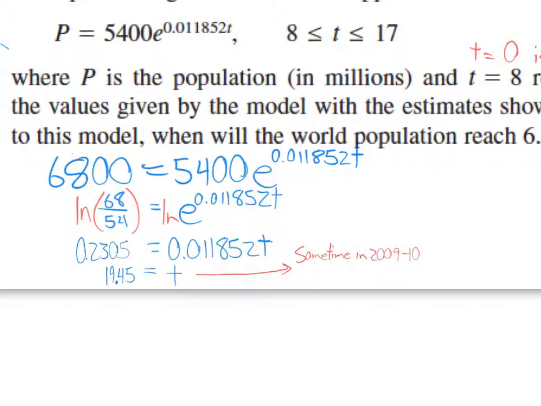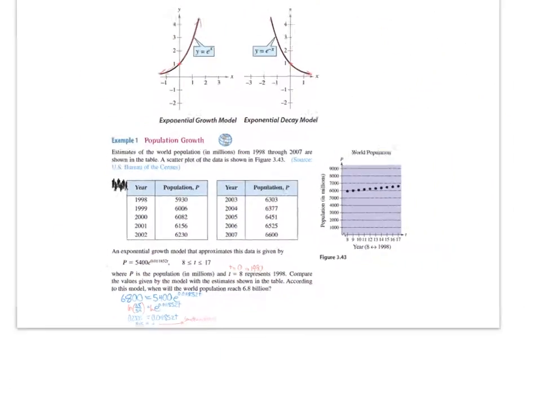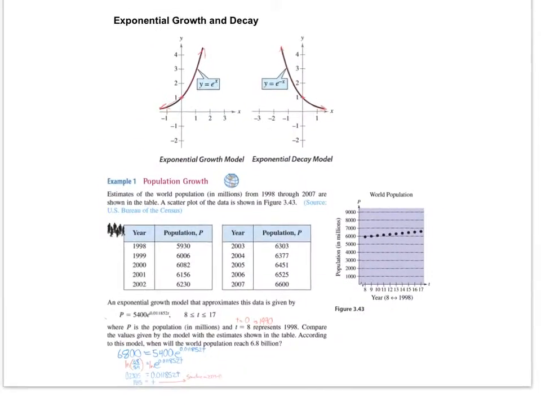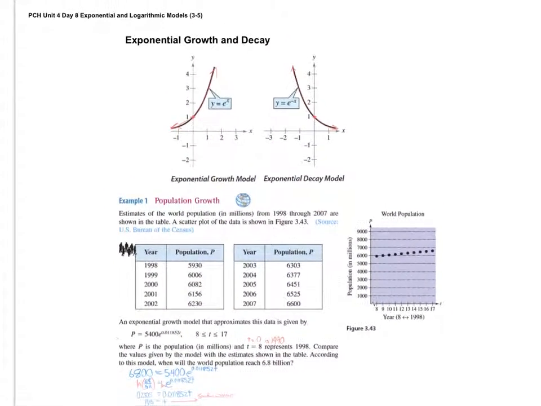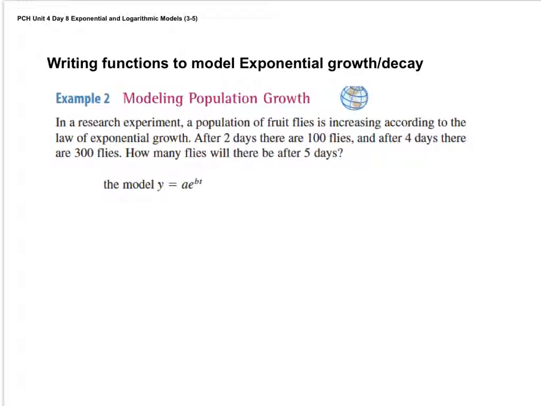All right, so let's get to the part of this that is where the real work comes in. The nice thing about it is, though, we've done this before, just in a very different context. All right, so now we have the only type of model that I actually expect you to be able to come up with from data, and that is the exponential growth or decay model.